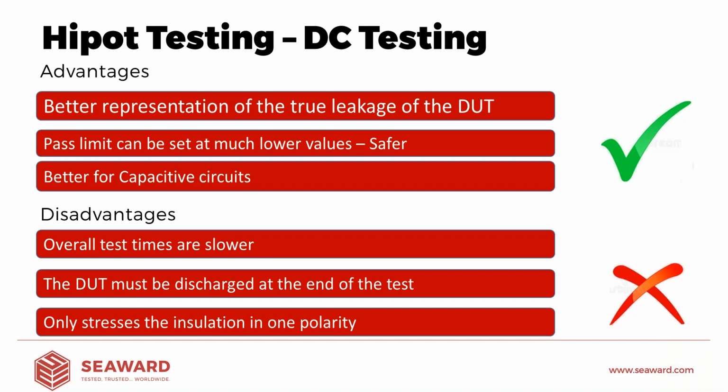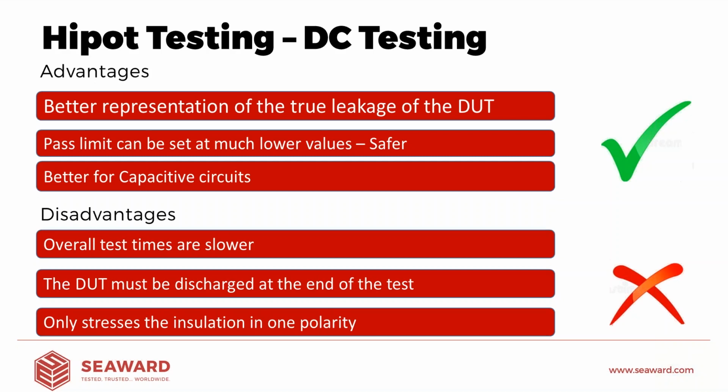A DC test is always going to be better for any kind of capacitive circuits, and we certainly recommend, if you have a capacitive circuit or highly capacitive circuit, a DC test is definitely the better one. However, from a disadvantage point of view, on a high-moving, fast-moving production line, overall test times are going to be slower. So that may need to be considered in terms of the throughput on the production line.